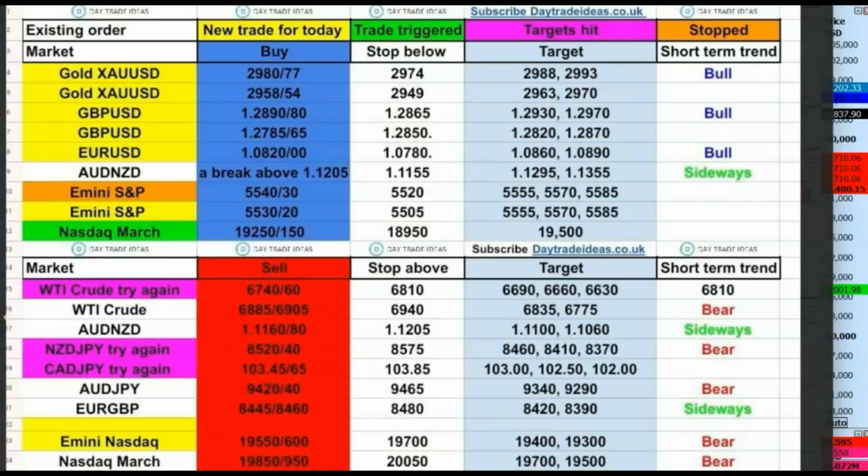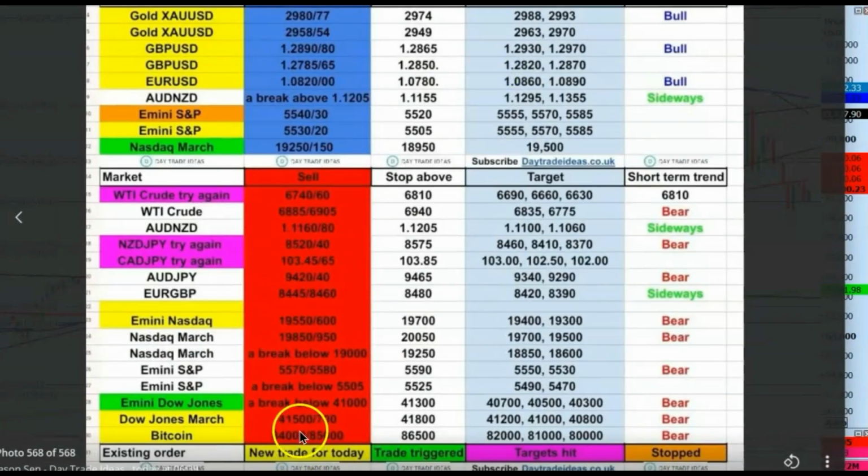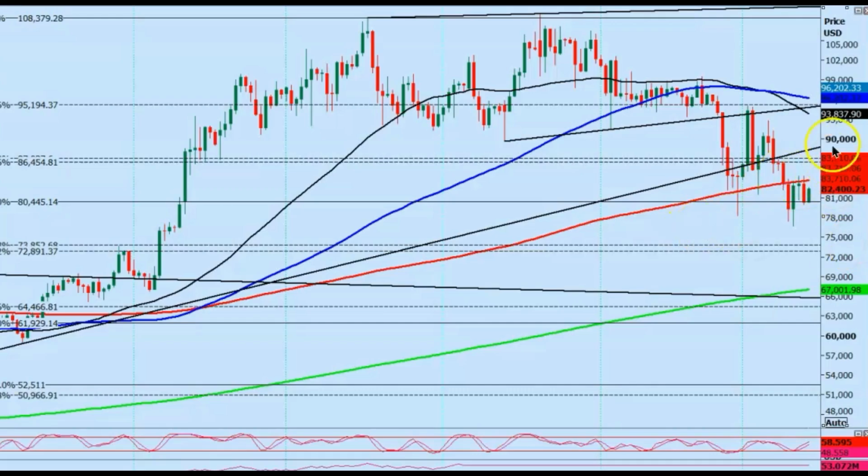We were selling Bitcoin around here. Just showing Bitcoin. We were selling around 84,000, 85,000 yesterday. If you were up early enough, I managed to get a couple of shorts on there. 200-day moving average now holding us. It was a good support level on the downside. It's a good resistance level on the upside.